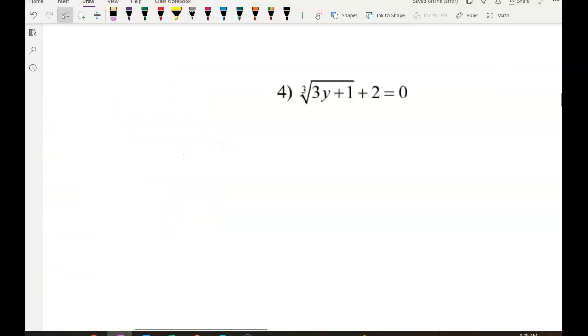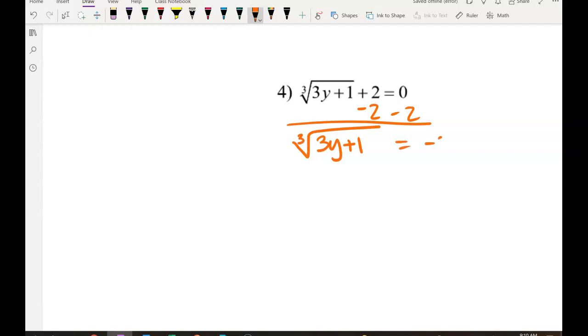All right, Andrew, what's your step number 1 on number 4? Good. Subtract 2 from both sides. All right, students, this is where we want to pause and say, okay, since the index is even, it is okay to have a negative 2. Does that make sense so far? If this was an index of a square or 4 or 6, then immediately we can write no real solution, but we can go further with this, okay?